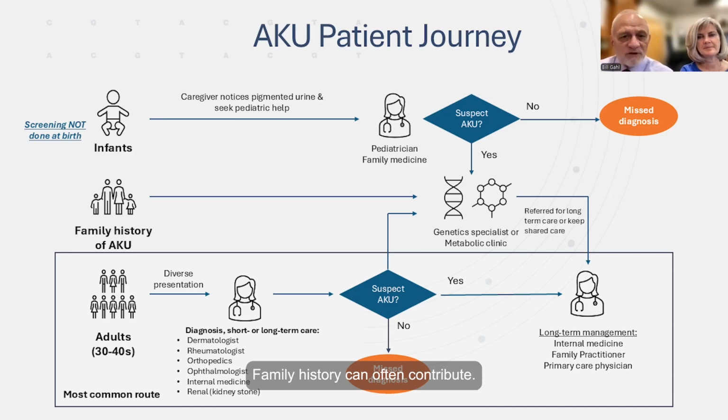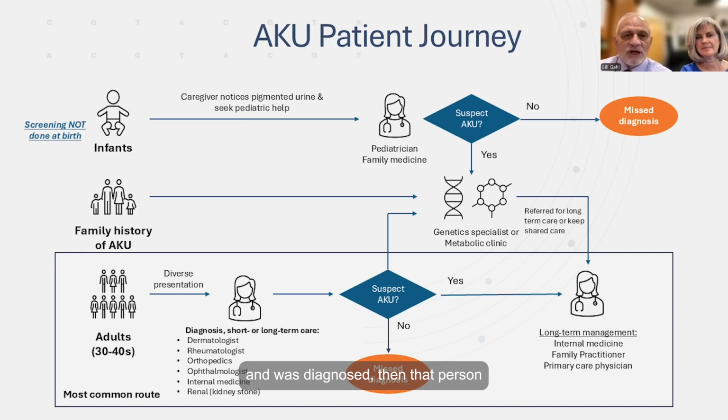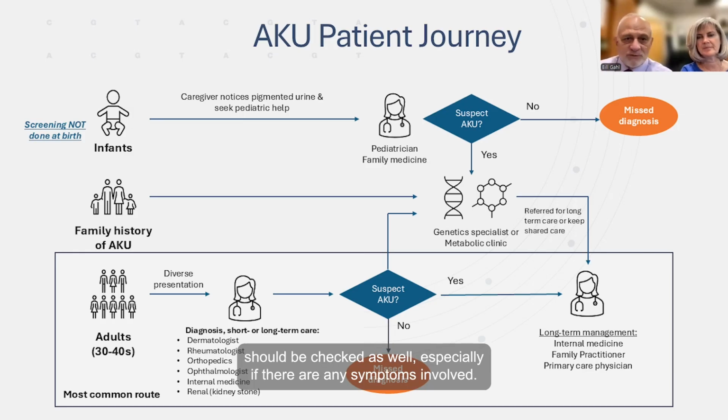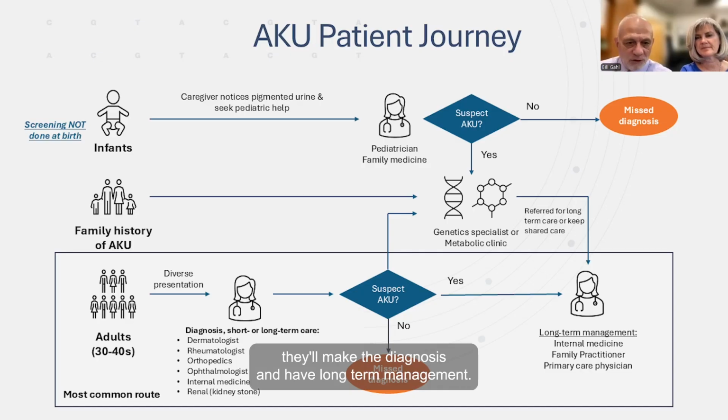Family history can often contribute. If you have a brother or a sister who might have had this and was diagnosed, then that person should be checked as well, especially if there are any symptoms involved. And I just mentioned what the symptoms would be, largely orthopedic symptomatology, or sometimes cardiac as well. And then there's a referral to a geneticist or a metabolic clinic. And if they do the right tests, they'll make the diagnosis and have long-term management.